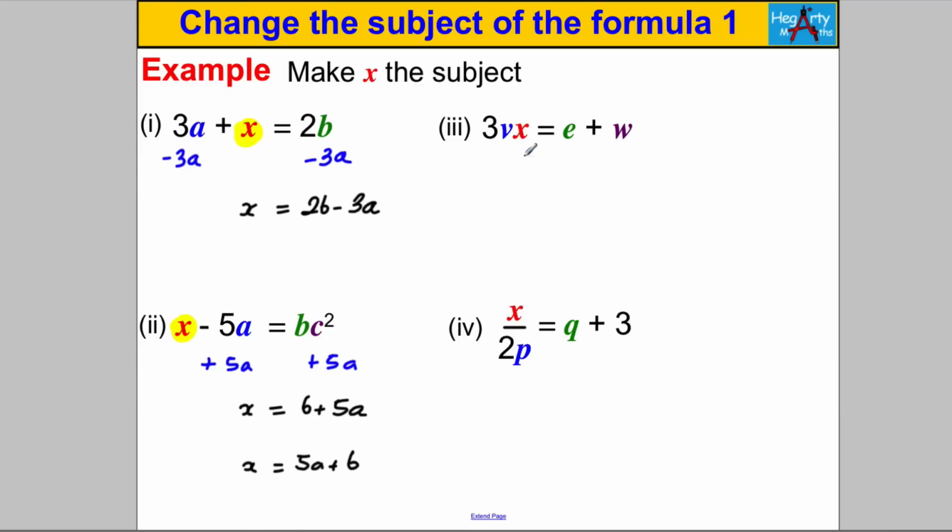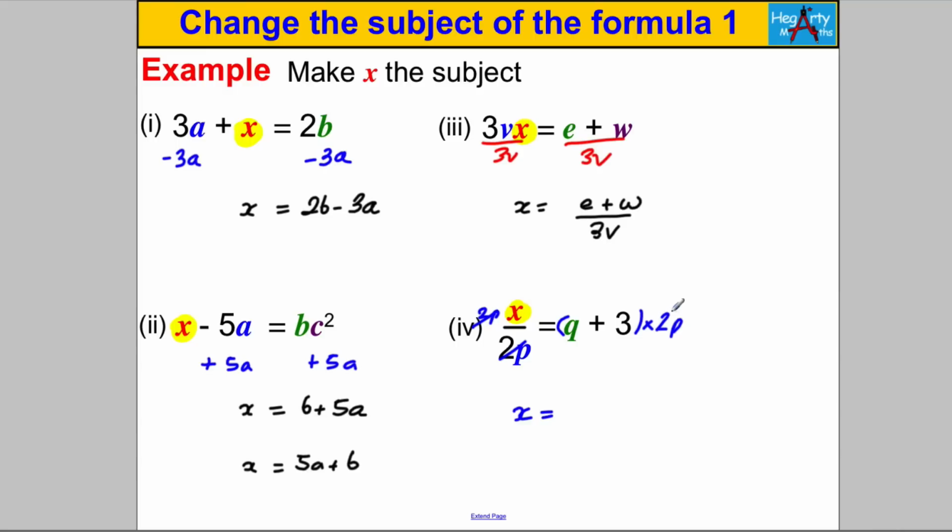What about here? Well, I want x by itself on the left hand side, so I need to remove that multiply by 3v. So I'm going to divide both sides by that 3v, and I'm therefore going to get x on its own. x is therefore e plus w divided by 3v, and x is the subject of the formula. Okay, what about here? Well, I want x by itself on the left hand side, so what I need to do is I need to keep that x there. I'm dividing it by 2p at the moment, so I'm going to multiply both sides by 2p, right? That will cancel the 2p dividing on the left hand side and leave x on its own.